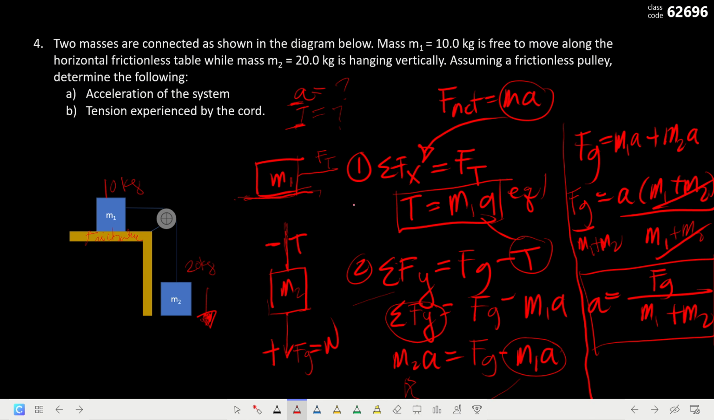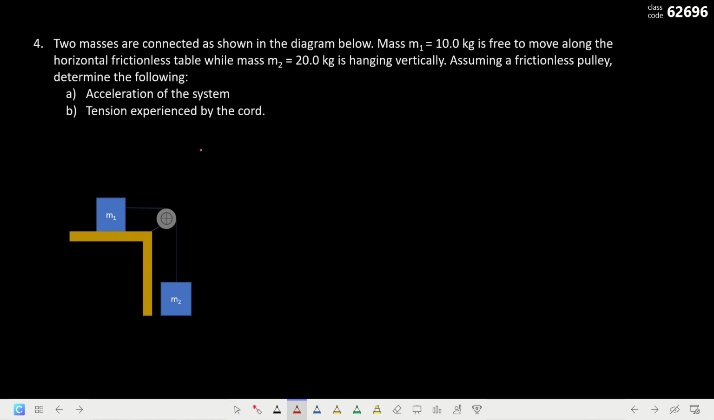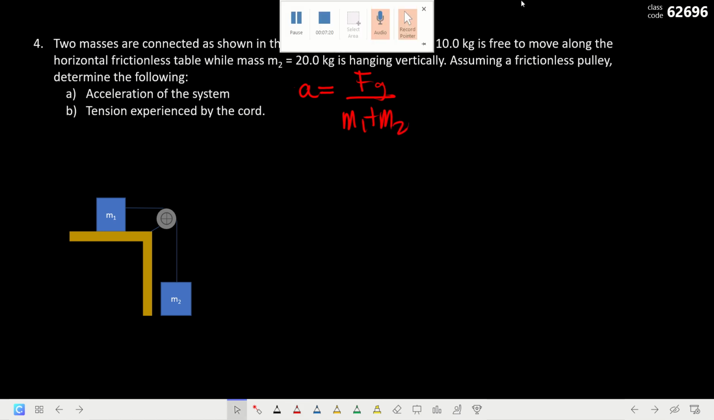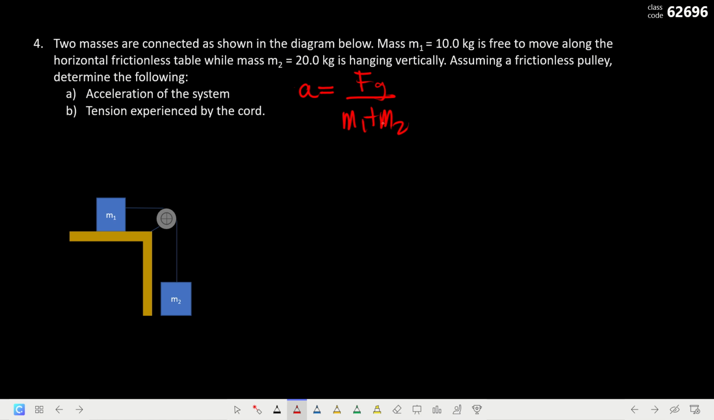Okay, so let's copy this equation number 1 and equation number 2. Punta tayo sa next slide. Kopyahin natin yung tension. To look for the acceleration, sabi dito, acceleration is equal to force due to gravity divided by mass 1 plus mass 2. This is based on our analysis of the free body diagram. And then, sabi natin, yung tension natin is equal to mass 1 times the acceleration of the system. So, let us now solve for the acceleration.